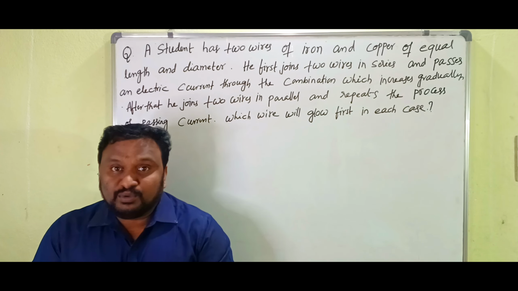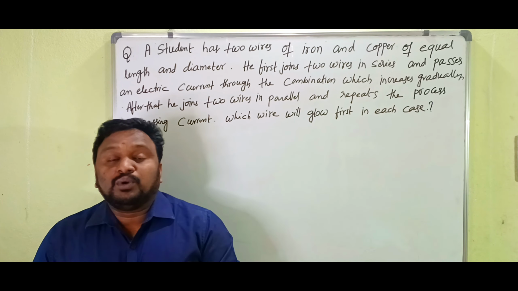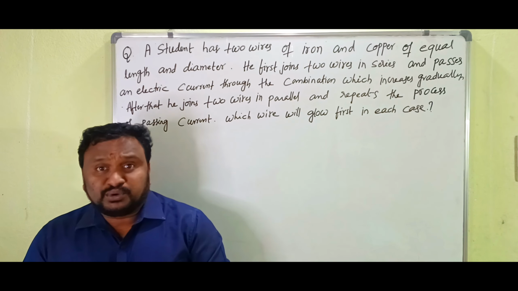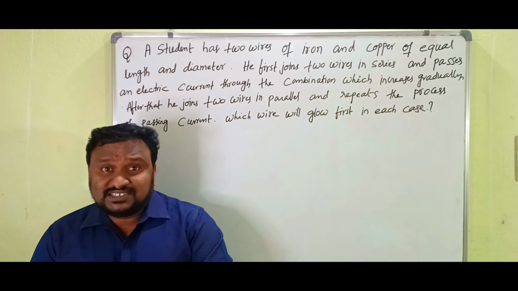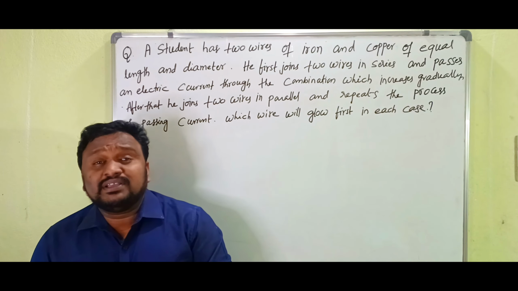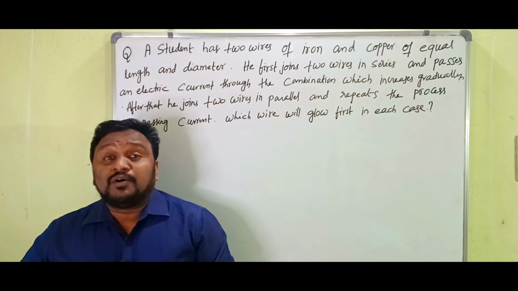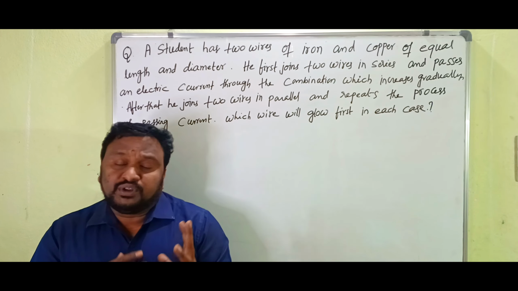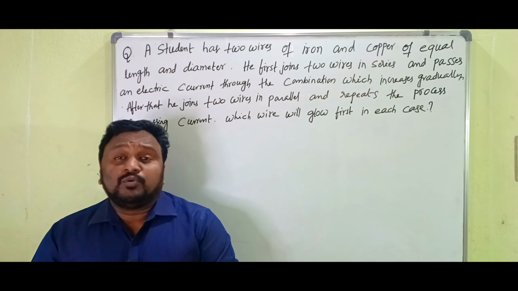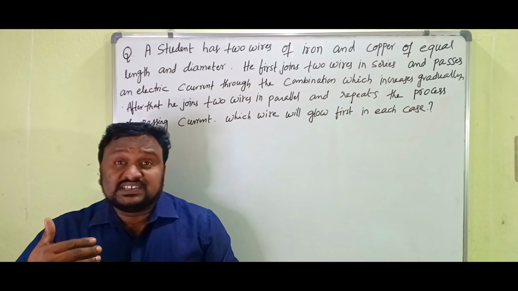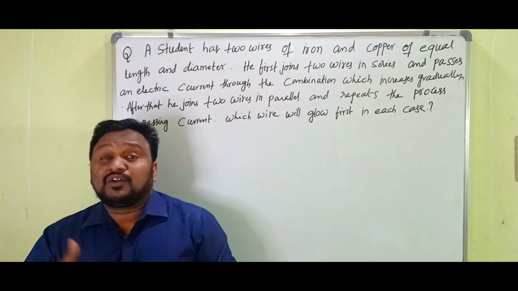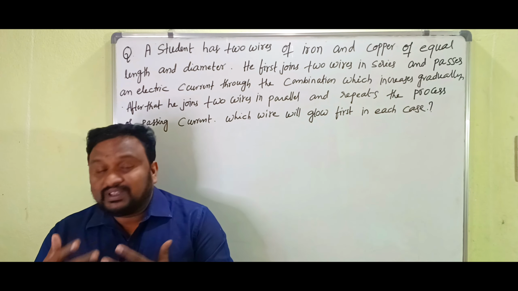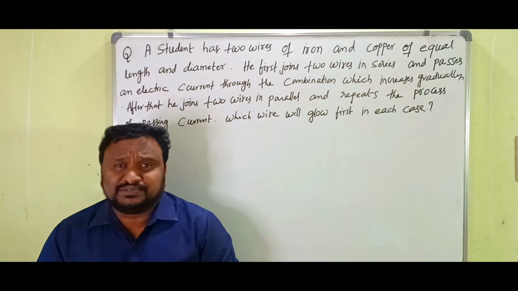Hi dear students and viewers, in this video we are going to discuss one of the short answer questions in the chapter of current electricity, and that is purely based on the application of combination of resistors. In previous videos we discussed how to find the effective resistance in series combination and parallel combination, but that was theoretical application. So this is a very interesting and very easy question.